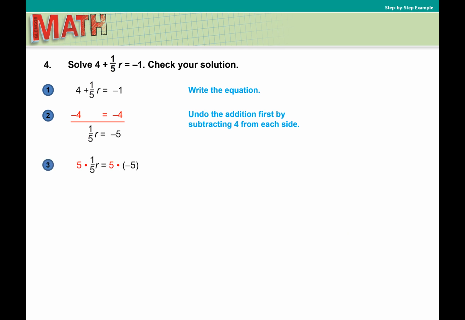Now we have 1/5 r equals negative 5. So we're going to multiply this side by 5 over 1, or just plain old 5, to get rid of the 1/5 here. What we do to one side, we do to the other. So r equals negative 25.